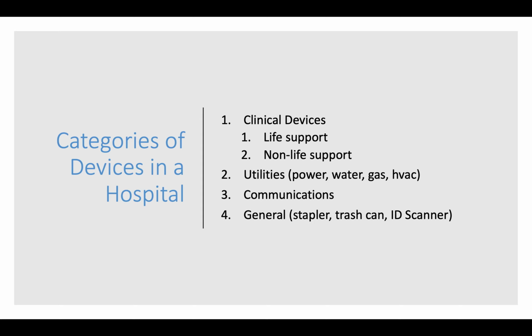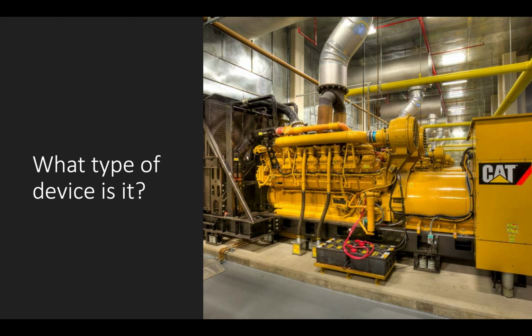Okay, so there's a couple different ways to categorize medical devices in a hospital. We're going to categorize things as clinical devices, and within that category, we're going to have two subcategories. One is life support, one is non-life support. We're going to have equipment that's utilities, so power, water, gas, HVAC, and communications, and then general, things that you might find in an office, things that people are normally going to take care of or do preventative maintenance on.